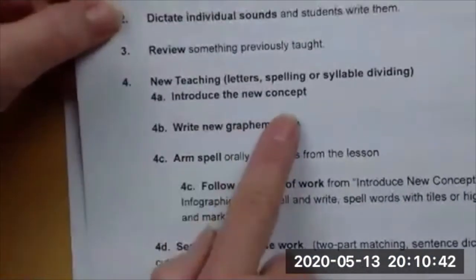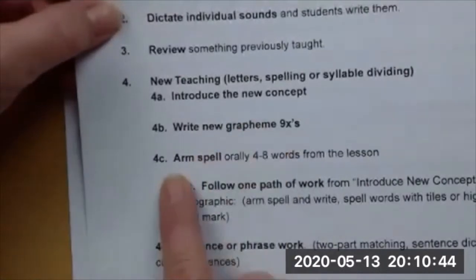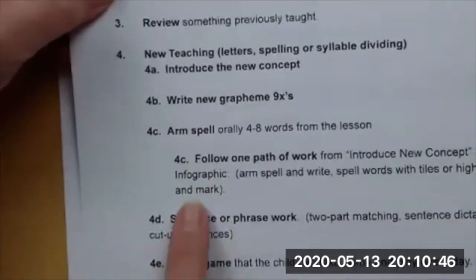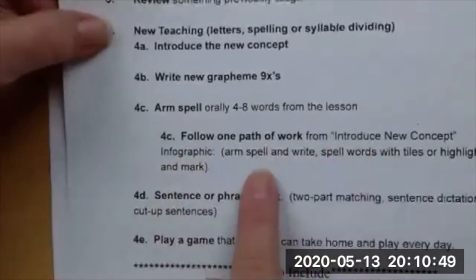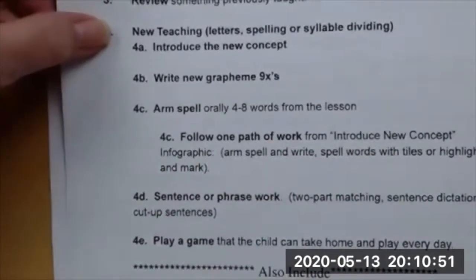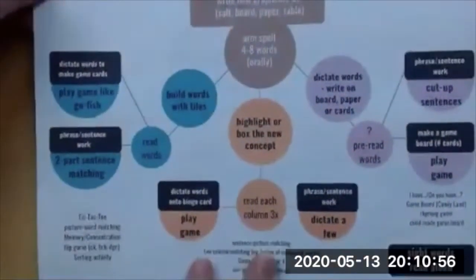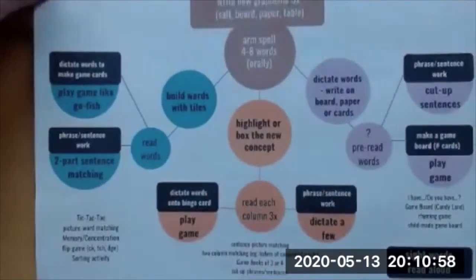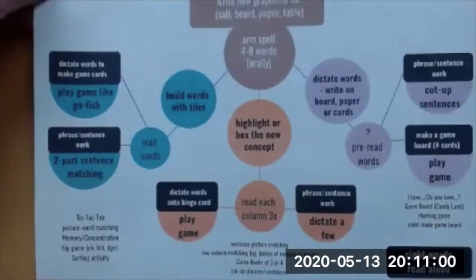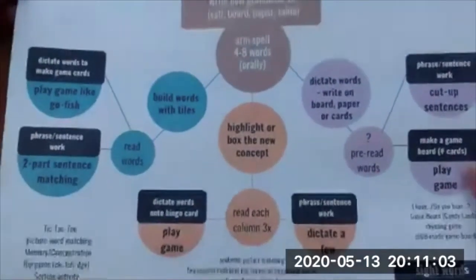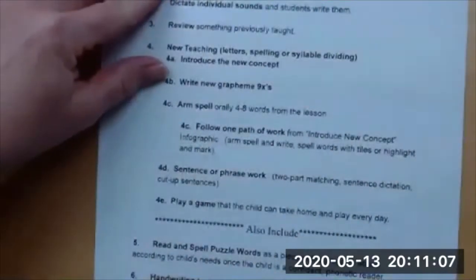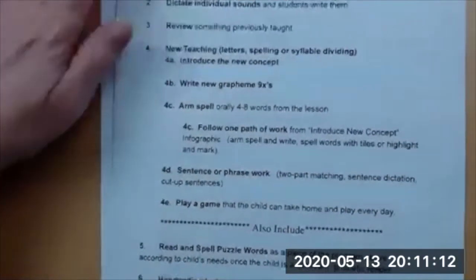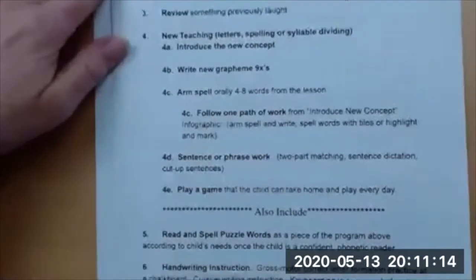We're going to introduce the concept. We're not going to write it 9 times, but we can still arm spell some words, and we can still follow one of the paths from the page here. I'm going to demonstrate today one example of what you could do. It's just one. You'll want to modify what you're doing based on the child you're teaching. If you're teaching it to a 7-year-old, or if you're teaching it to a 12-year-old, you may choose different activities and ways of approaching the work.